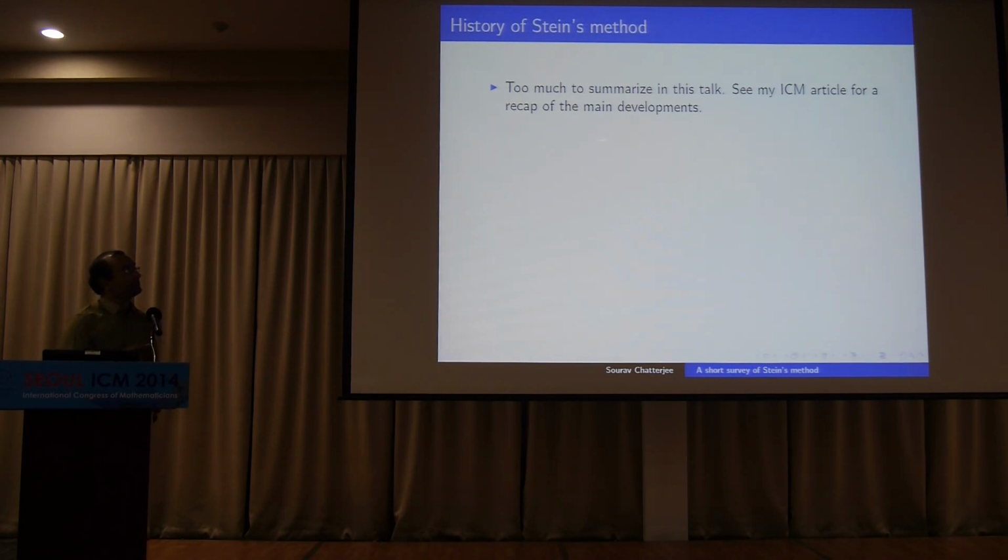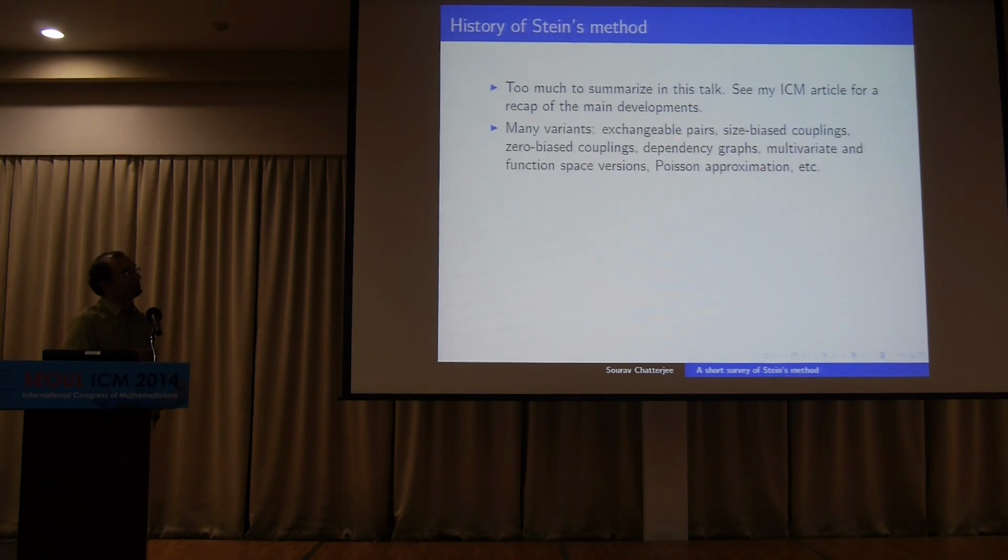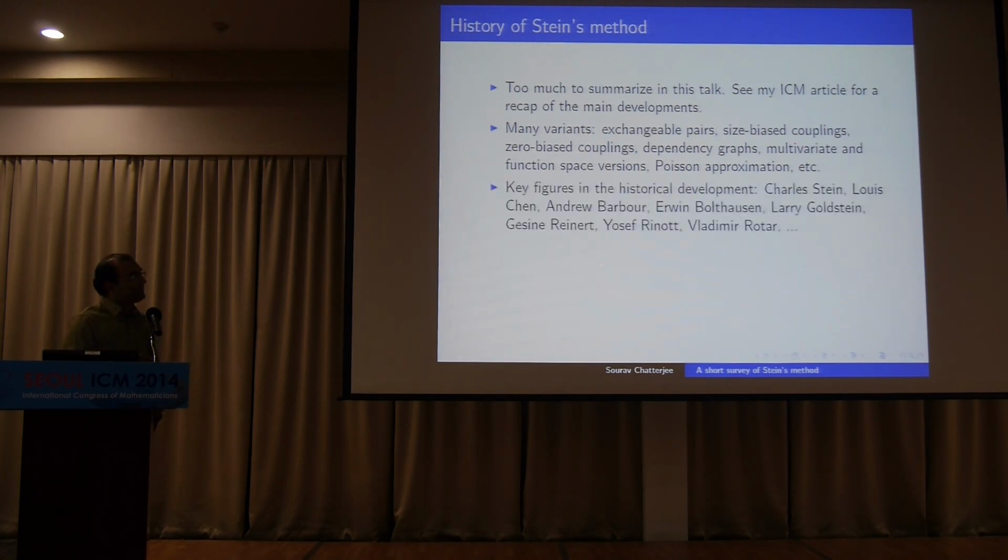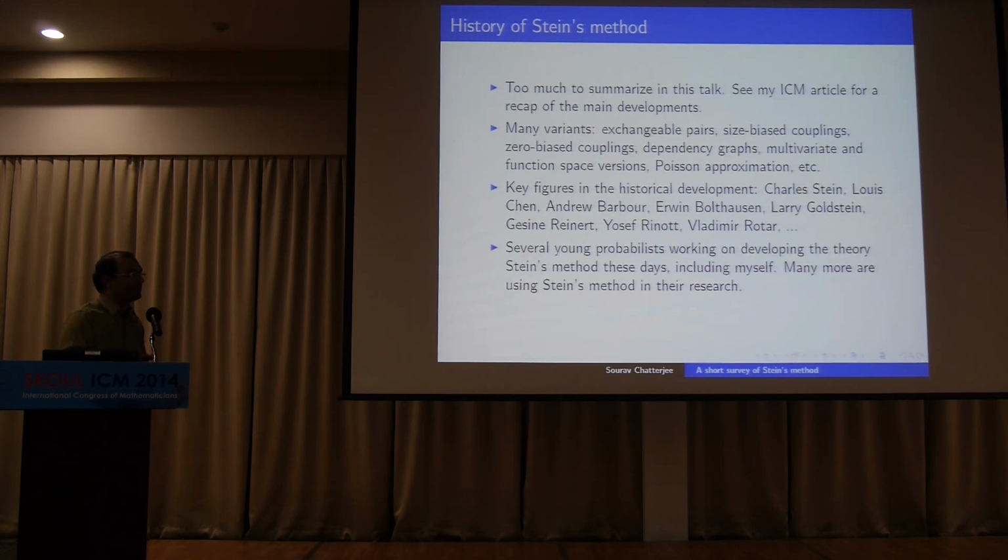My ICM article has the recap of the main developments. Here I'll just say that there are many variants which are called exchangeable pairs, size bias coupling, zero bias couplings, dependency graphs, multivariate and function space versions, Poisson approximation, various other versions. Some of the key people who have developed Stein's method over the years: Charles Stein, Louis Chen, Andrew Barbour, Erwin Bolthausen, Larry Goldstein, Gesine Reinert, Yosef Rinott, Vladimir Rotar, and others who I have not named. There are several young people working these days, including myself.